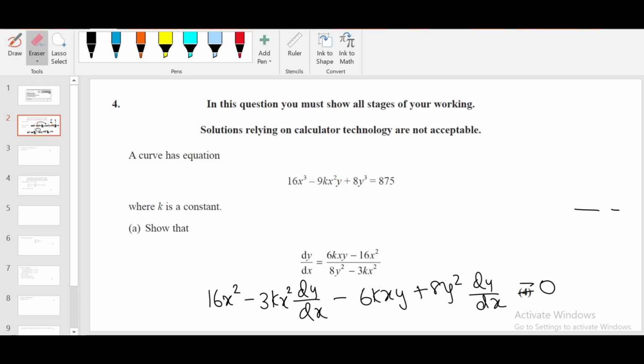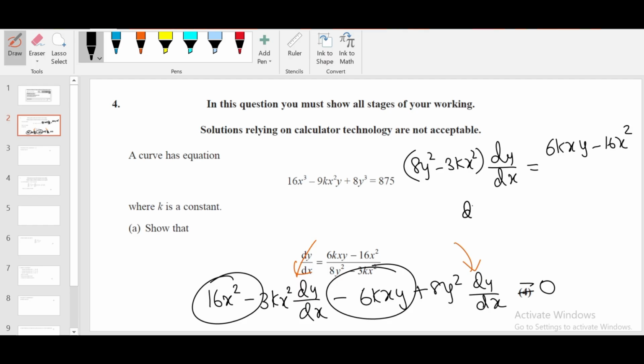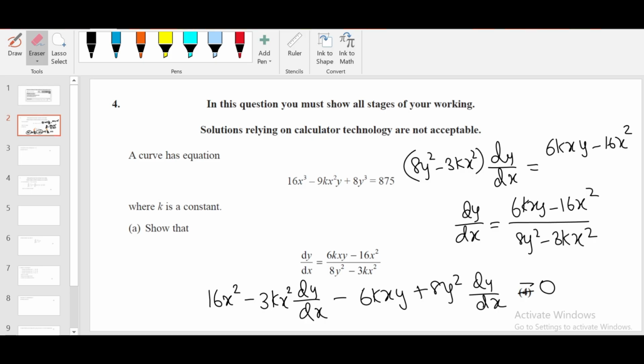I'm going to make dy by dx the subject now. There are two terms with dy by dx. Take dy by dx out as a common factor. So I will get 8y squared minus 3kx squared, dy over dx, is equal to, bring this term and this term to the other side of the equation. This becomes positive 6kxy, negative 16x squared. We got the answer already. Therefore, dy by dx is 6kxy minus 16x squared divided by 8y squared minus 3kx squared. That's all. That's the answer.